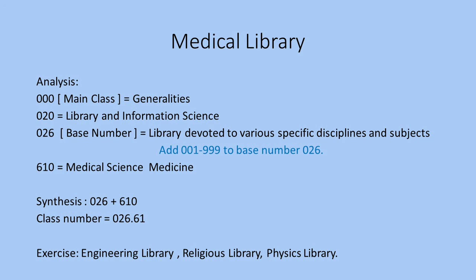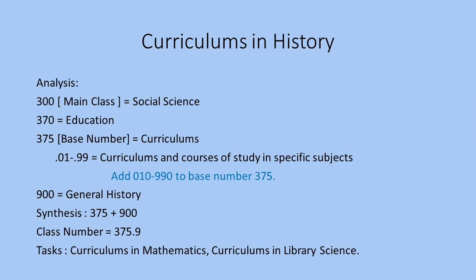Okay, our next example is curriculums in history. This is a document, this is a book. This book is not a history book, it is about a curriculum. Curriculum, there are two terms also. Curriculums is under education. We know in education there are different things, curriculum is one of them, and another subject is history. So this document is about the curriculum, only the curriculum of history. So the main class will be curriculum, okay, not history.